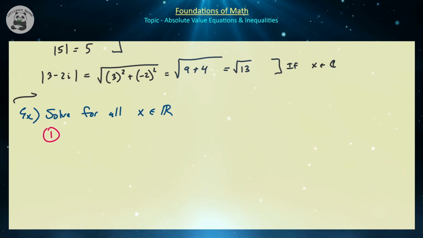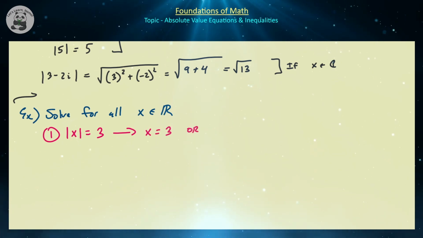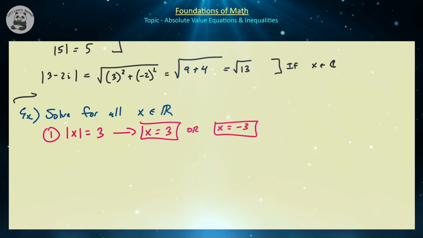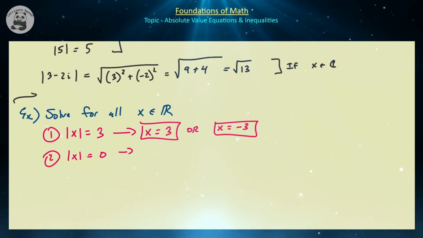So first, if the absolute value of x is equal to 3, what are my solutions to this particular equation? So x obviously could be equal to 3, or x could be equal to minus 3. Second, if the absolute value of x is equal to 0, there's only one number whose distance is 0 from 0, and that's obviously just going to be equal to 0.